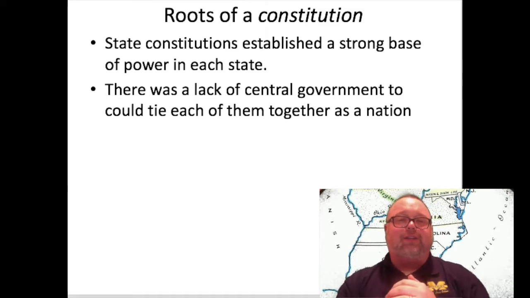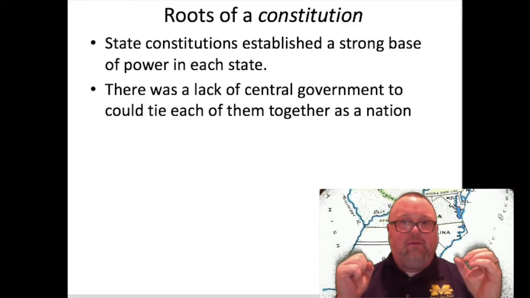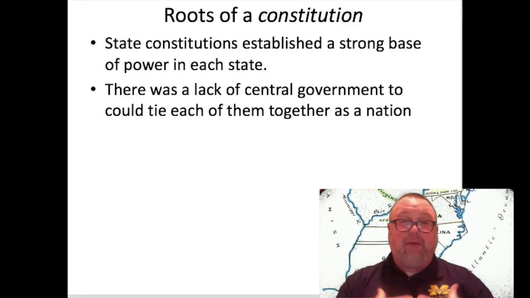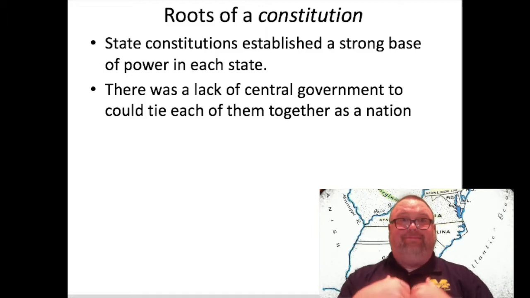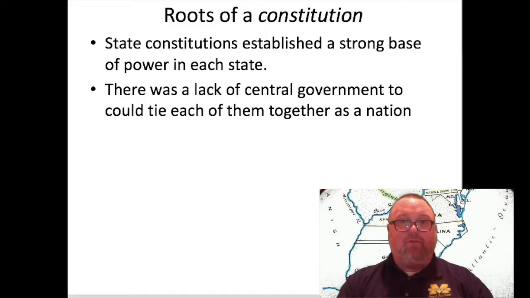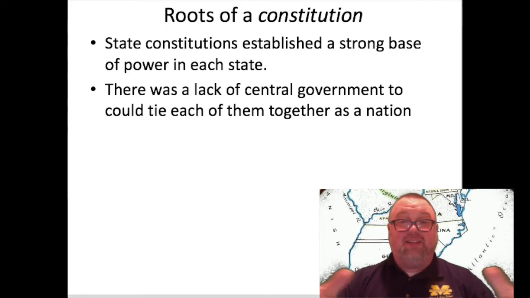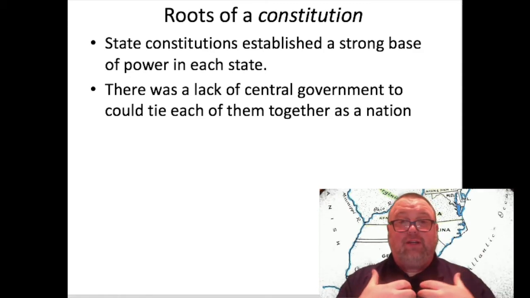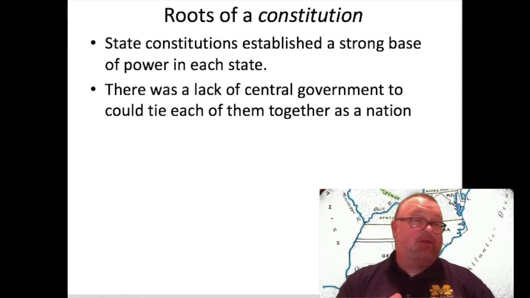With each of this, we're going to see that since each state had its own constitution and made a really strong base of power within them, that desire to keep control within their state and not have a strong central government would persist. And we're going to see that that lack of central government is going to make the U.S. as a nation fairly weak, whereas it's going to make each of the 13 individual states relatively strong. So it's going to be a challenge.